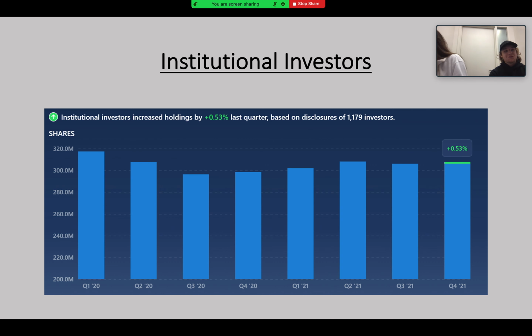Now, according to MSN, institutional investors have been overweighting 3M compared to what they have in the past. Now, only very slightly, an increase of 0.53% in quarter 4 of 2021 compared to quarter 3 of 2021.